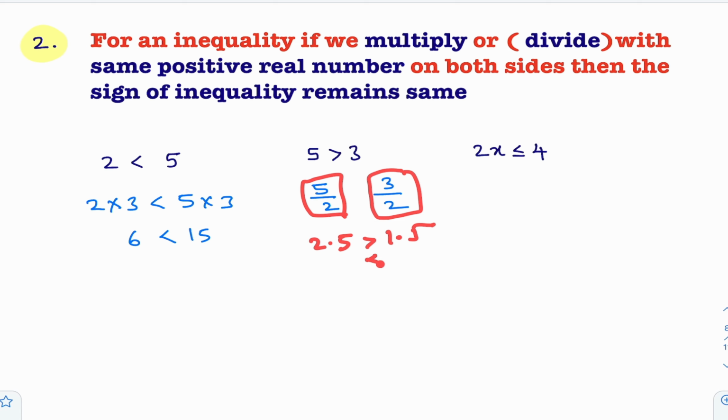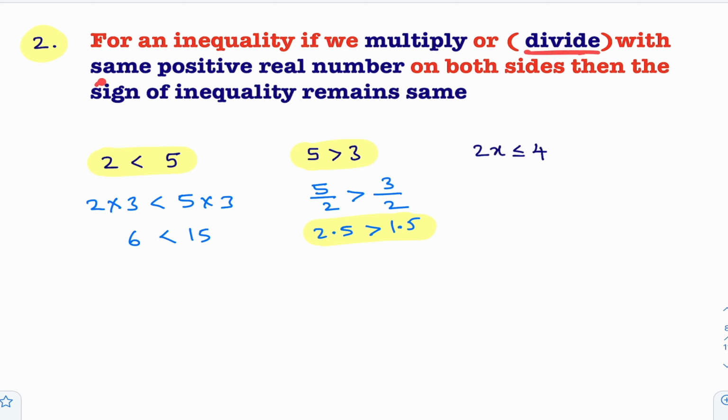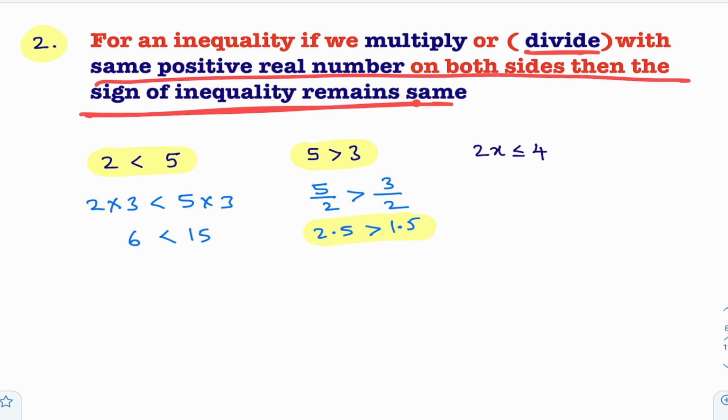That means for an inequality, if I divide with a positive real number, the inequality sign remains the same. So what is the suitable symbol here? Greater than, because 5 by 2 is 2.5 and 3 by 2 is 1.5. 2.5 is clearly greater than 1.5. So what you are understanding: there is an inequality, and if I multiply with the same positive real number on both sides, or if I divide with the same positive real number on both sides, the sign of inequality remains the same.